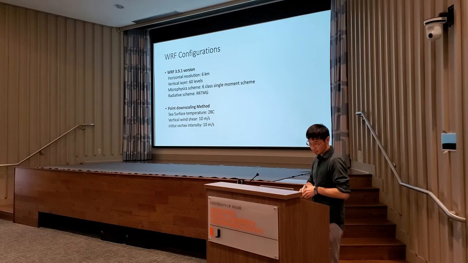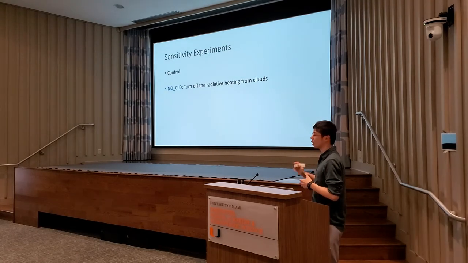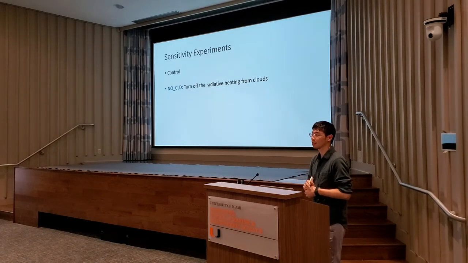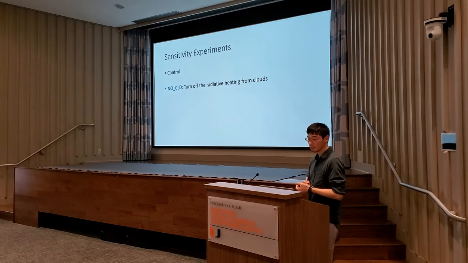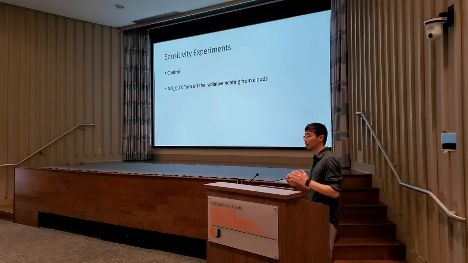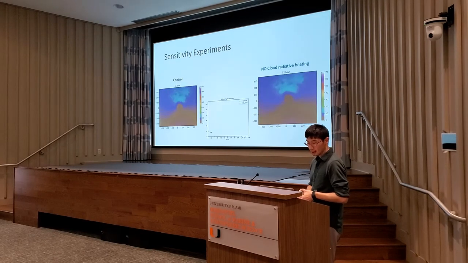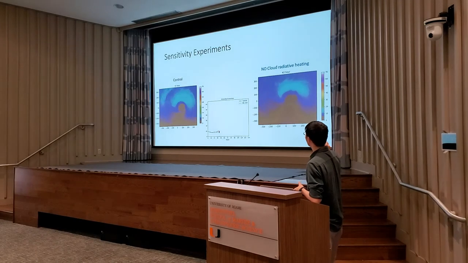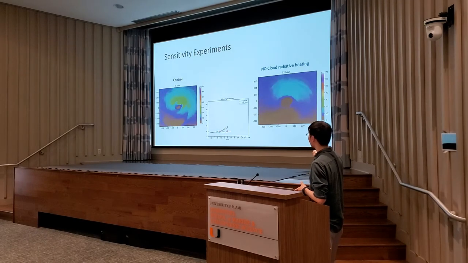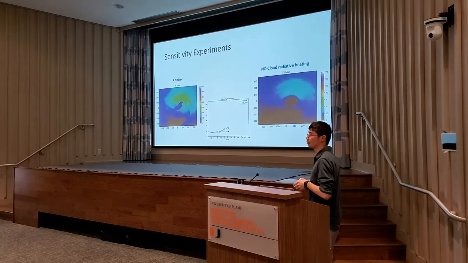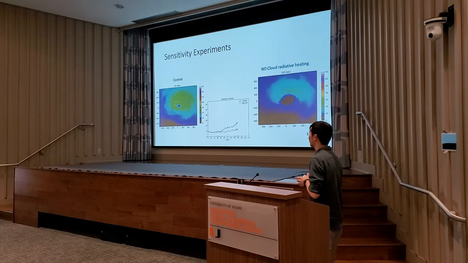So at the beginning, I have one control simulation and another sensitivity experiment called no clouds. That means I turn off the radiative heating from clouds. So there's no radiative heating from clouds in the no cloud simulation. As the simulation begins, the control simulation and no cloud simulation look similar. But after 16 hours, the vortex intensity in the control simulation starts to increase and reaches TC intensity here. But for the no cloud simulation, the vortex never reached a TC intensity category.